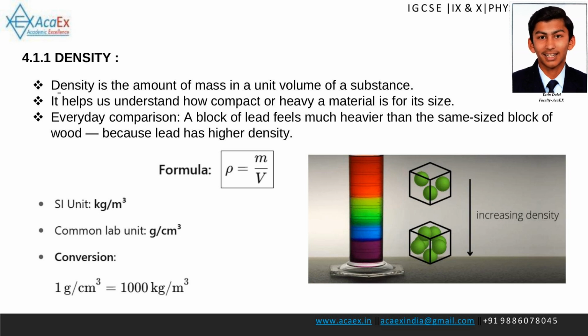The formula is ρ equals mass divided by volume. The conversion is 1 gram per cubic centimeter equals 1,000 kilograms per cubic meter.